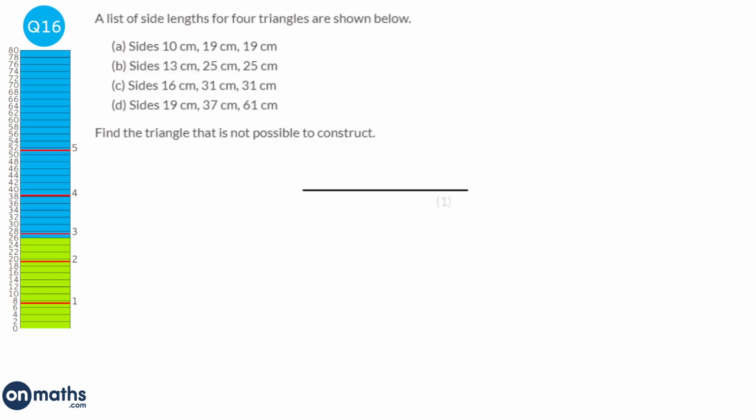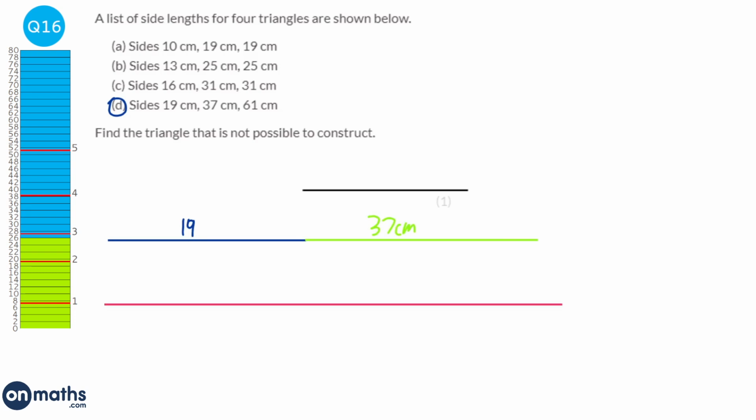For each of these options, try and construct in your head the triangles that would be made from these lengths. I'm going to give an example for option D, and I'm going to construct my triangle just with sticks. So we're going to start off with our first stick, which is 19 centimeters. Then another stick, which is going to be 37 centimeters. And we've got one last stick, which is 61 centimeters.